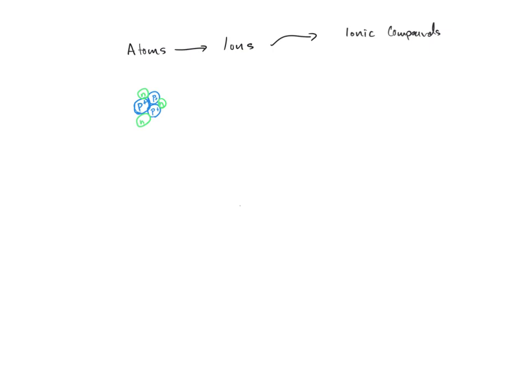So this particular atom, as an aside, if you look on your periodic table, this is lithium. Lithium has atomic number 3 because of its 3 protons, and atomic mass of 6 because you've added the 3 protons and 3 neutrons together. So that's what we're starting with.